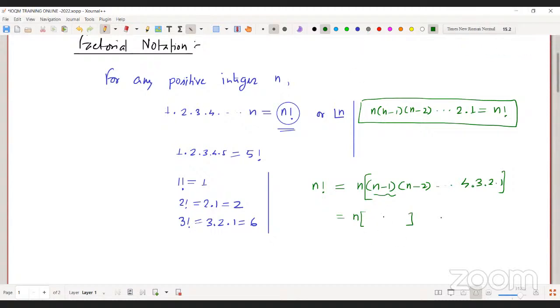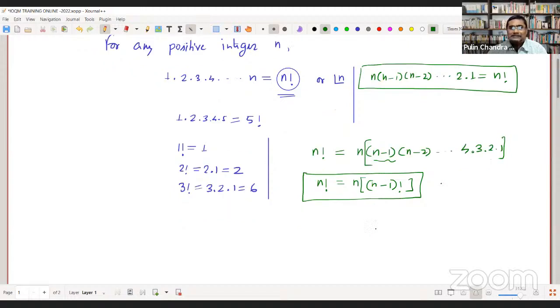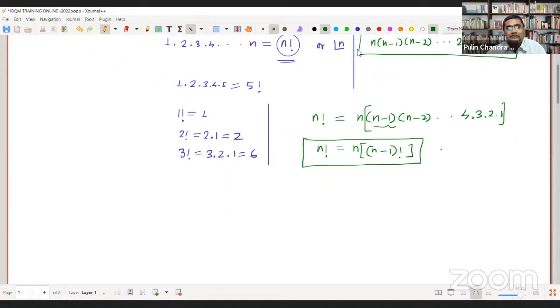N minus 1 factorial. Great. Good. So actually, this will work as a rule for us. What happens? If you pick up or take out the biggest number, then factorial goes to the next number. So we just try to remember it because it will be a good help for us whenever we go for a solution of problems.